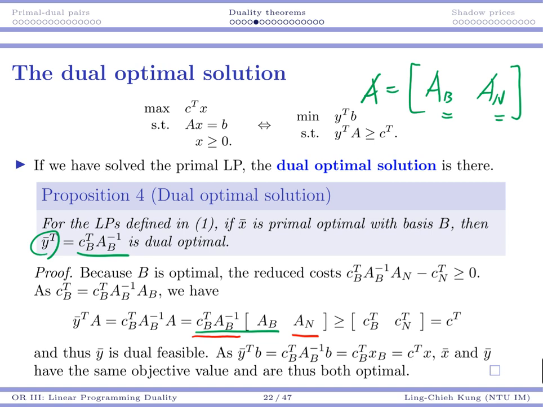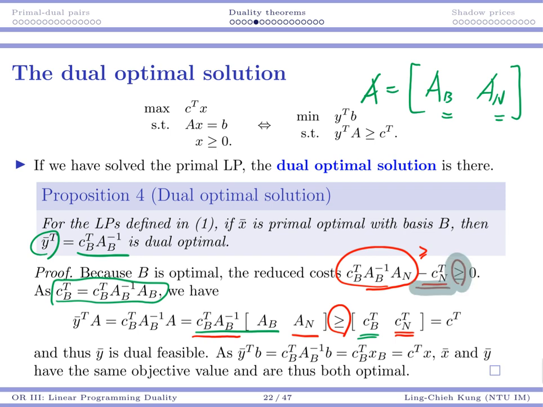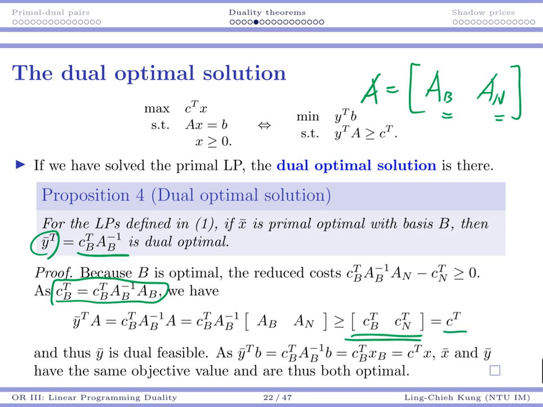So your CB transpose AB inverse AB becomes CB transpose. That makes sense because AB inverse and AB cancel each other. And your CB transpose AB inverse AN can be related to your CN transpose, right? This particular quantity is greater than or equal to your CN transpose according to this one. So that's how you get this inequality, this greater than or equal to. And then immediately you may see that this particular thing gets to your C transpose.